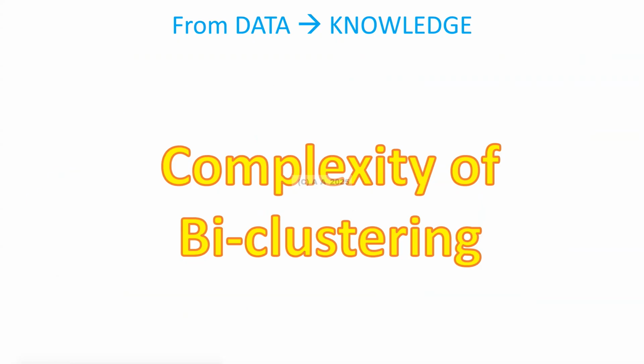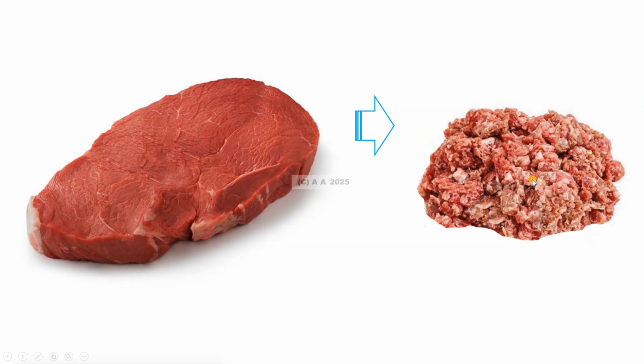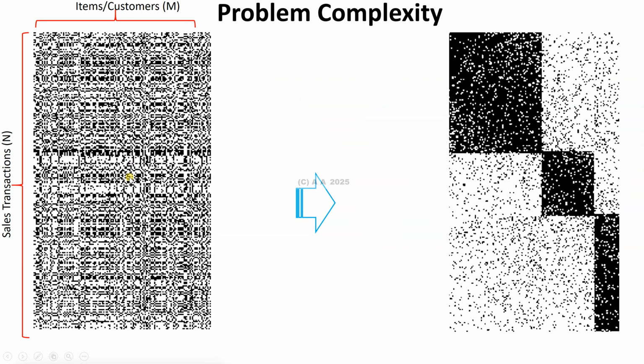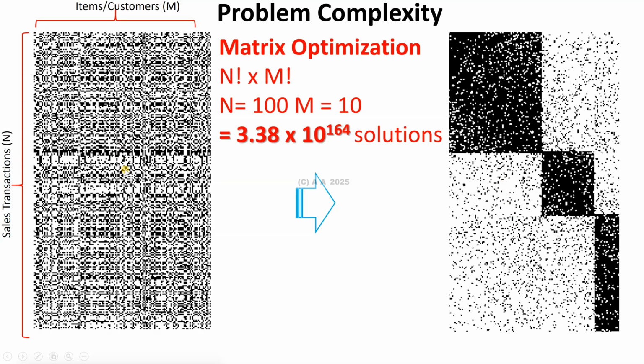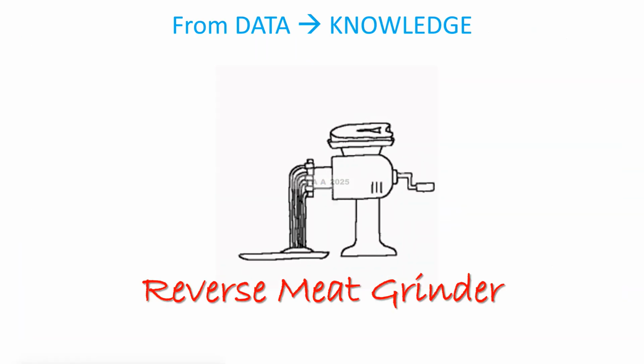So what is the complexity of bi-clustering? If you look at this steak, converting that steak into minced meat is fairly trivial. But converting the minced meat back to steak is very difficult. This is the complexity of the problem we are tackling. This is the input, again the same input, and this is the output we want to achieve by permuting the rows and columns. If you look at a very small problem here, with the number of transactions being 100 and the number of items being 10, that's quite a large number; on a teraflop machine it takes more than 100 million years. So what we are looking at is a reverse meat grinder, converting the steak back to where it came from.